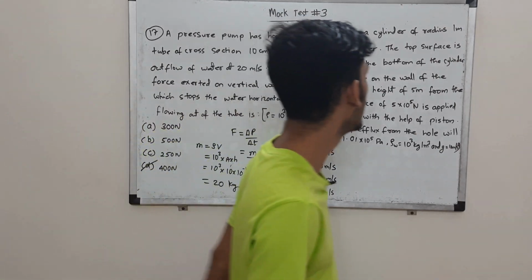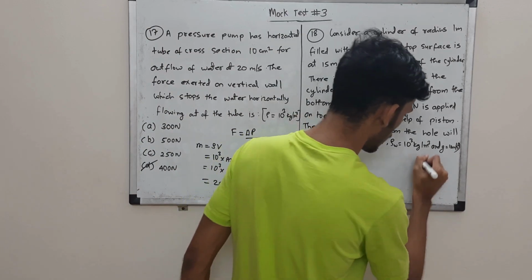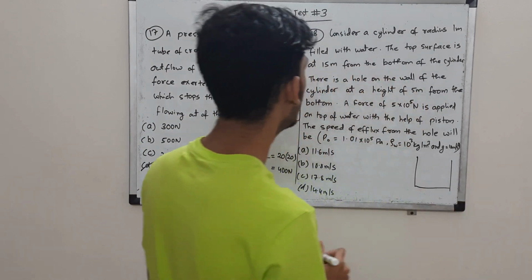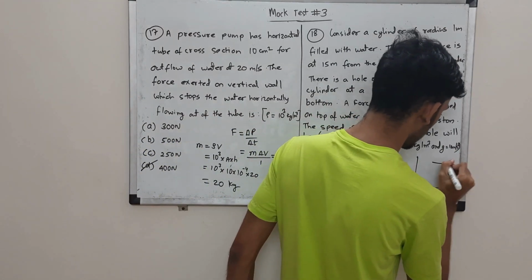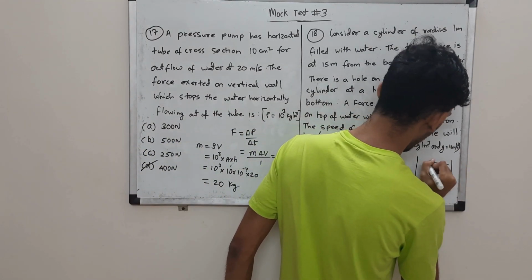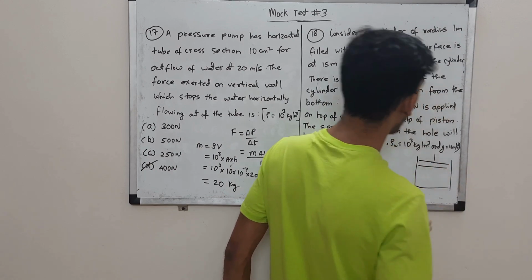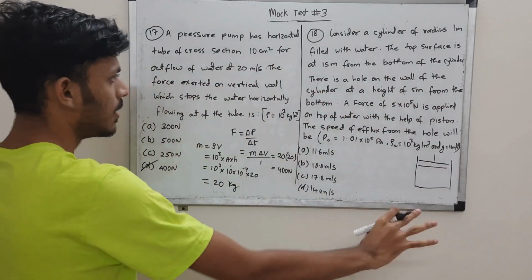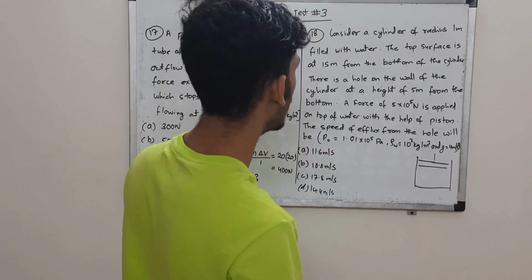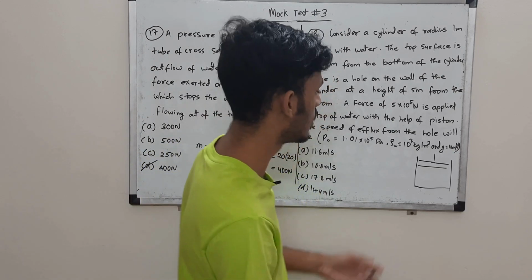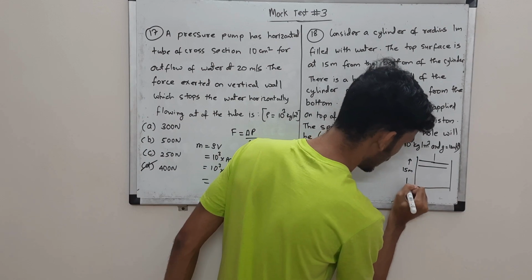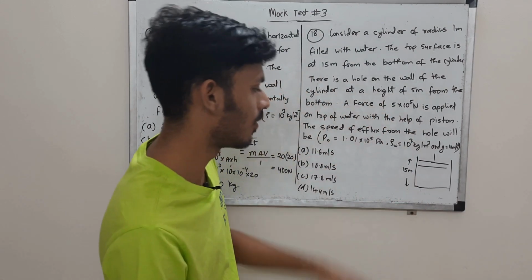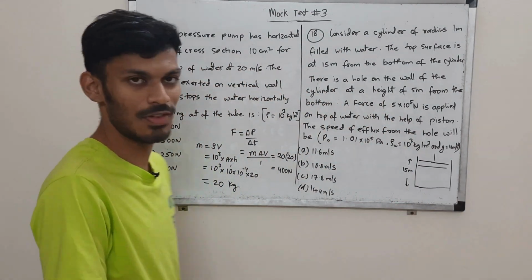Okay, let's come to this one. Here we have a cylinder. Let us draw it side by side so we can imagine it. The cylinder has a radius of 1 meter, so the diameter will be 2 meters, and we also have a piston which will come into the picture later. The top surface is at a distance of 15 meters from the bottom. Fancy way of saying that the depth of this cylinder is 15 meters.